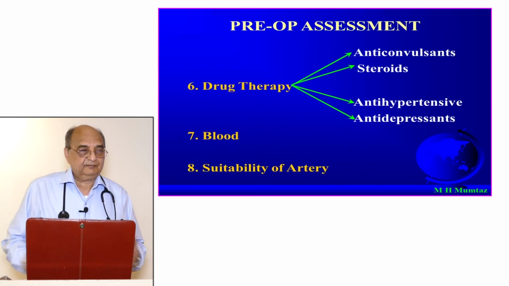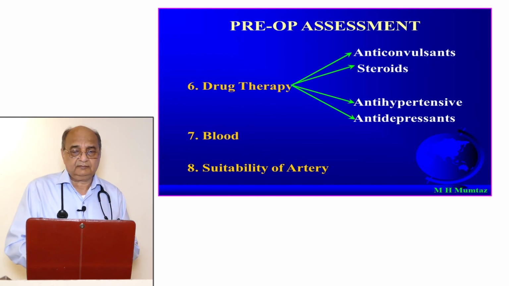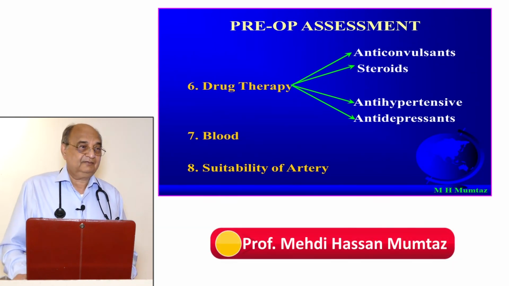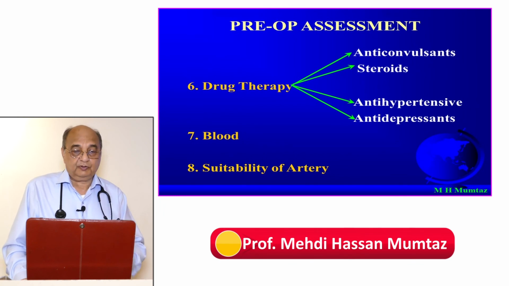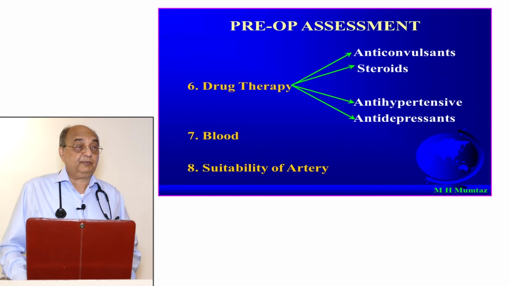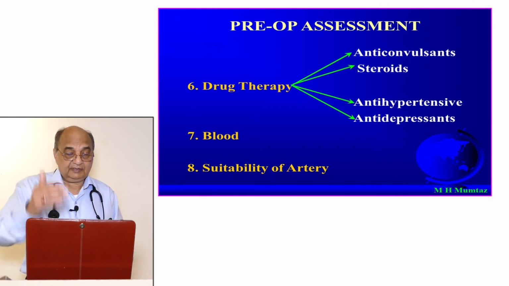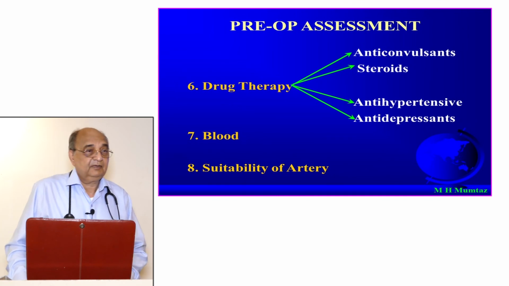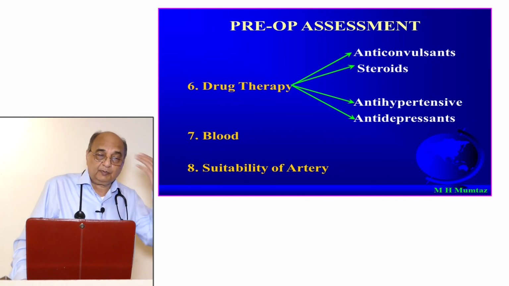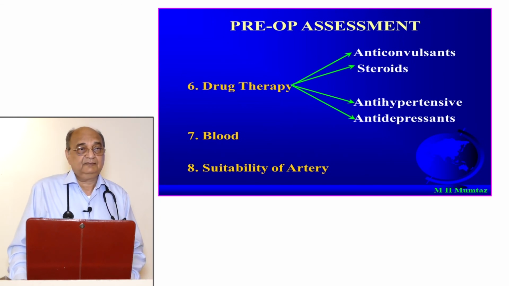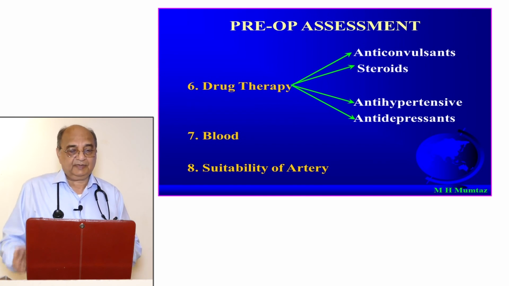Now, drug therapy. Usually these patients are on anticonvulsants, on steroids, on antihypertensives, or antidepressants. It should be documented and you should know what will happen to this patient in the postoperative period or in the intraoperative period. So you should take the history in detail and document that the patient has been on these drugs. And you should keep in your mind what will be the interaction with the drugs which you are using during anesthesia. So that has to be kept in mind by the anesthetist.